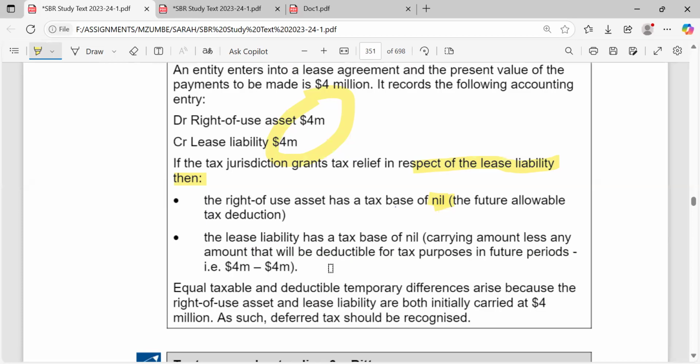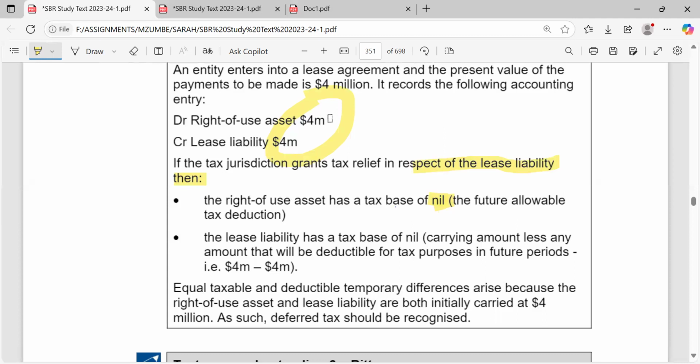So what do we see here? We say equal taxable and deductible temporary differences arose. Equal taxable and deductible temporary difference arose because the right of use asset and the lease liability are both initially carried at what? At 4 million. As such, the deferred tax should be recognized. You see our point here now. I hope now you have seen this. You can clearly see the difference between this part here and the above part. Here you have 4 and here you have nil, right?